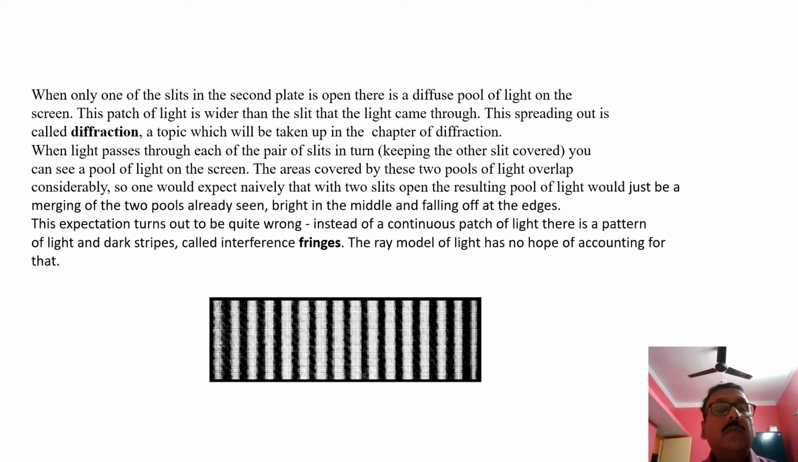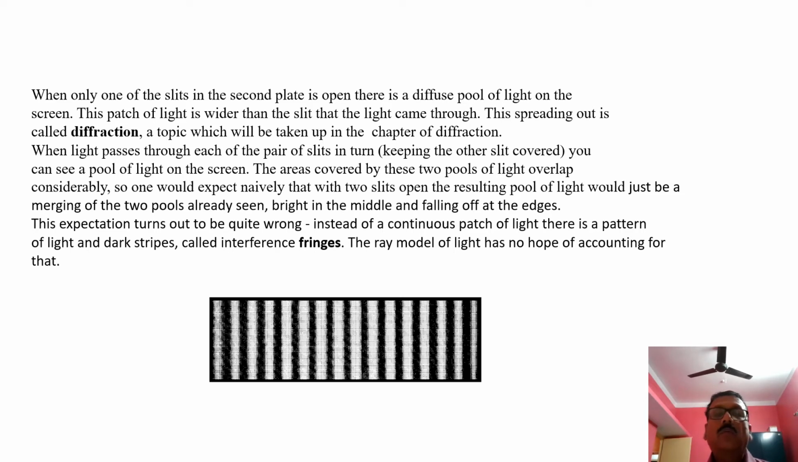We can imagine when only one of the slits in the second plate is open, there is a diffuse pool of light on the screen. This patch of light is wider than the slit that the light came through. This spreading out is called diffraction, a topic which will be taken up in the chapter on diffraction. When light passes through each of the pair of slits in turn, keeping the other slit covered, you can see a pool of light on the screen. The areas covered by these two pools of light overlap considerably.